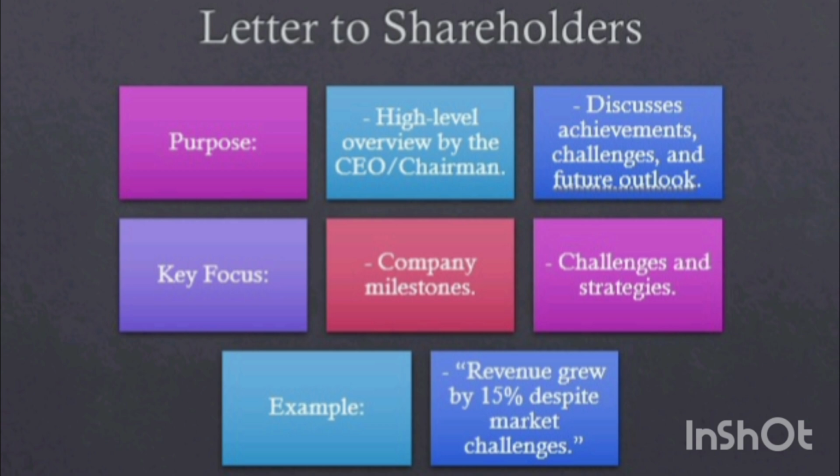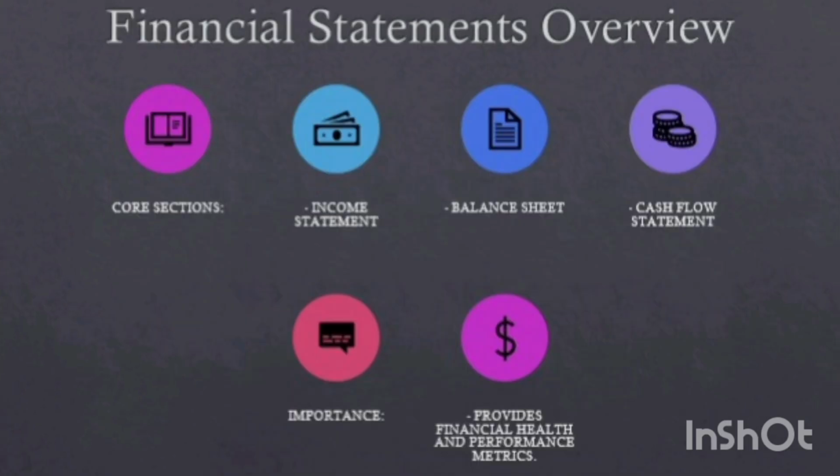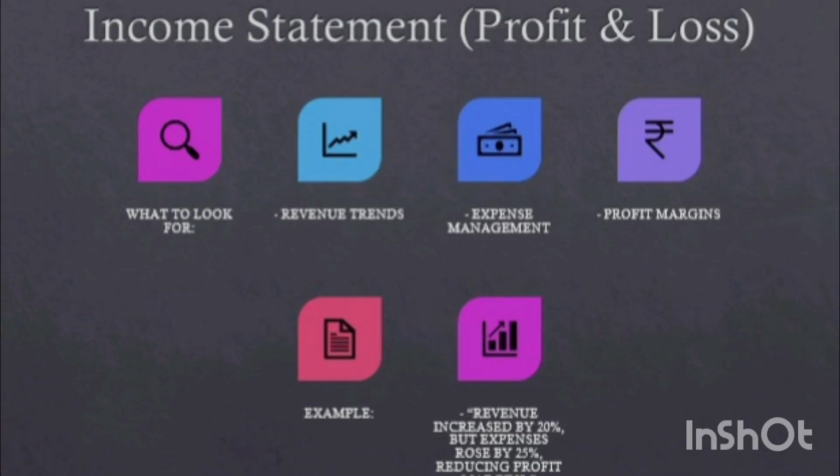Now that you have the company's big picture view, let's move on to the next important section, the financial statements. The financial statements are the core of the annual report. These documents provide detailed numbers about the company's performance and financial health. Let's start with the income statement, also known as the profit and loss statement. This shows the company's revenue, expenses, and profits.